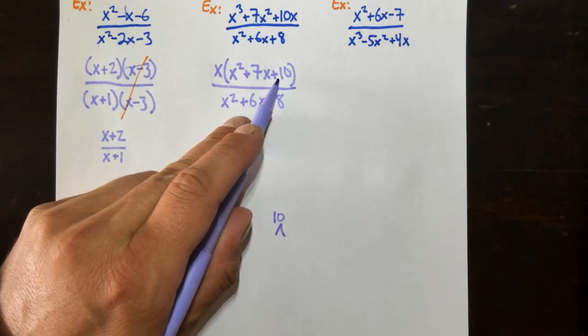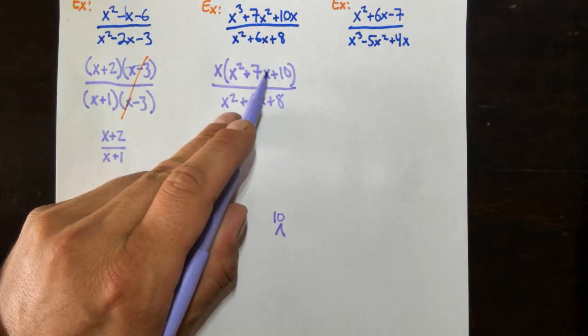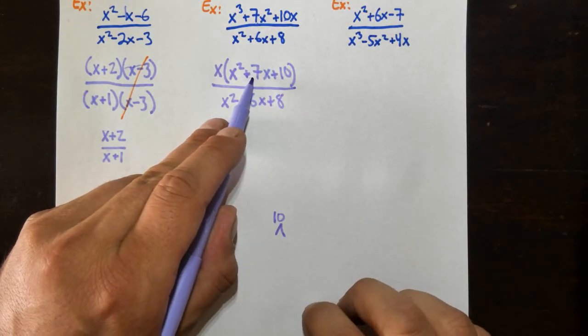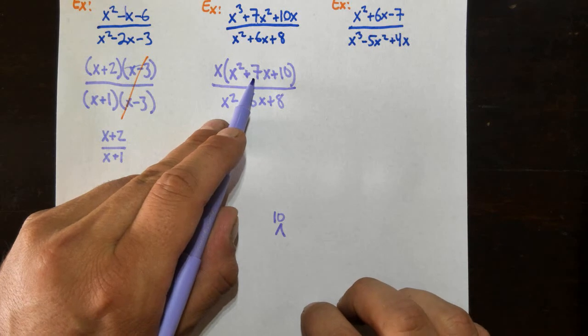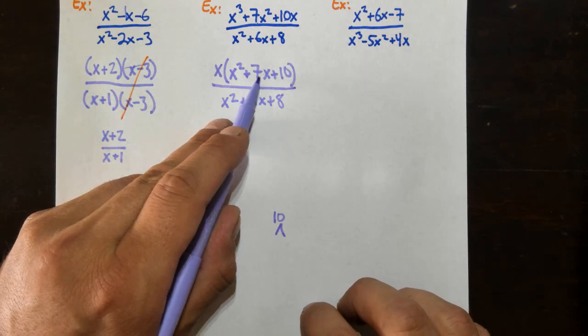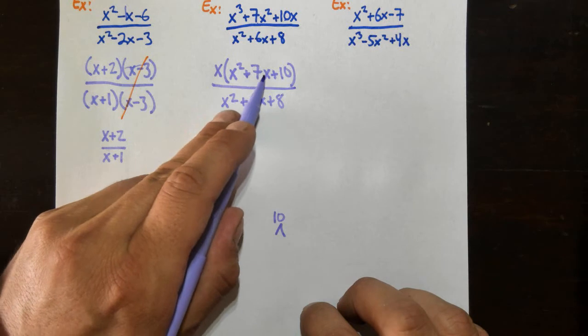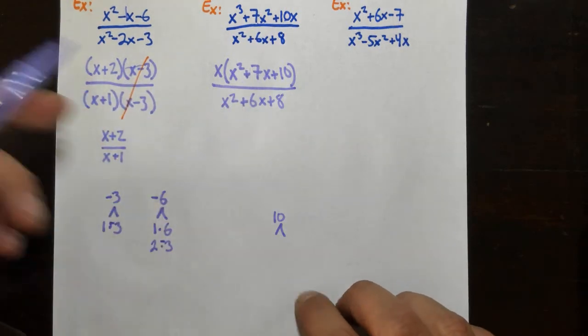And 10 is positive, which means either both factors are positive or both are negative. But since I know that I'm adding to a positive as well, both must be positive. If they're both negative, we would add to a negative number, right? So I know that they must be positive in this case.